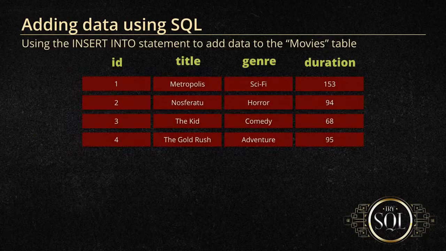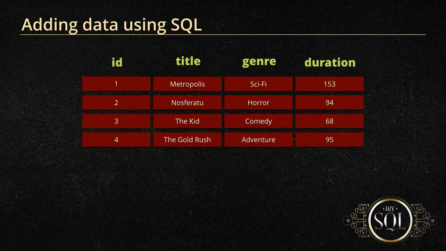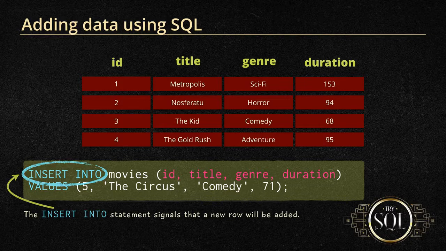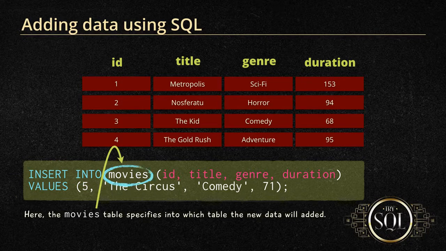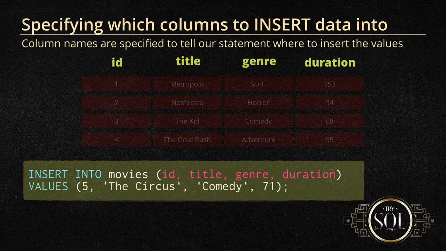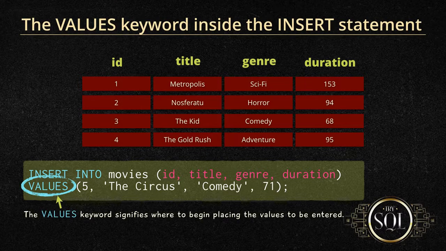Looking at the movies table, we know we have 4 records, but now we wish to add a new 5th record by inserting a film with the title The Circus, along with its genre of comedy and its duration of 71 minutes. So first, we add the insert into clause. The table we'll be inserting data into, in this case, movies, and the columns where the data will go. We specify the column names to let the database know into which column each value will be added. The order of these columns doesn't matter, but it must match the order of your inserted data if you want the data to get to the right place.